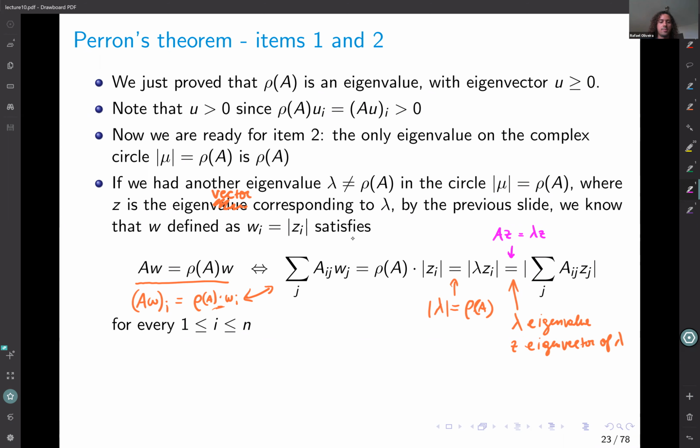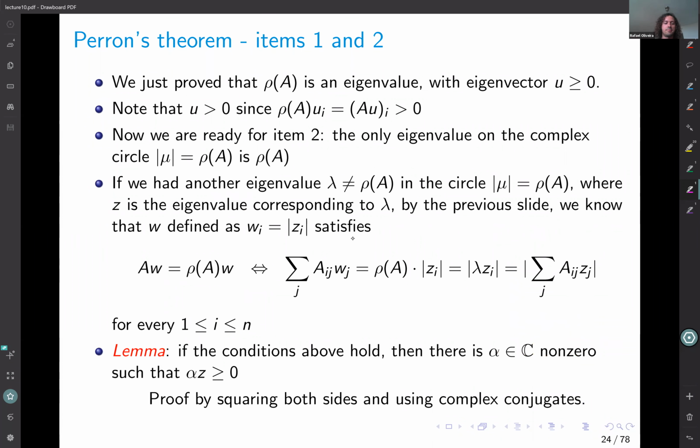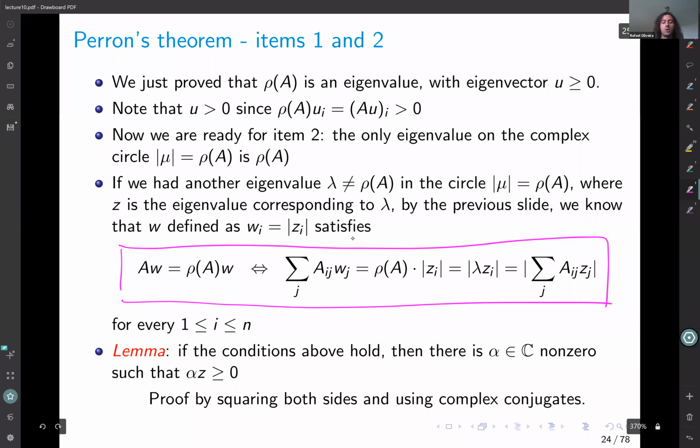And now here comes a lemma that is not hard to prove, but it's not super illuminating. If these conditions from this equation hold, then there exists a non-zero complex number alpha such that if I multiply alpha by the entire vector z, then alpha times z is a real vector that is greater or equal to 0, non-negative. So what is this lemma saying?